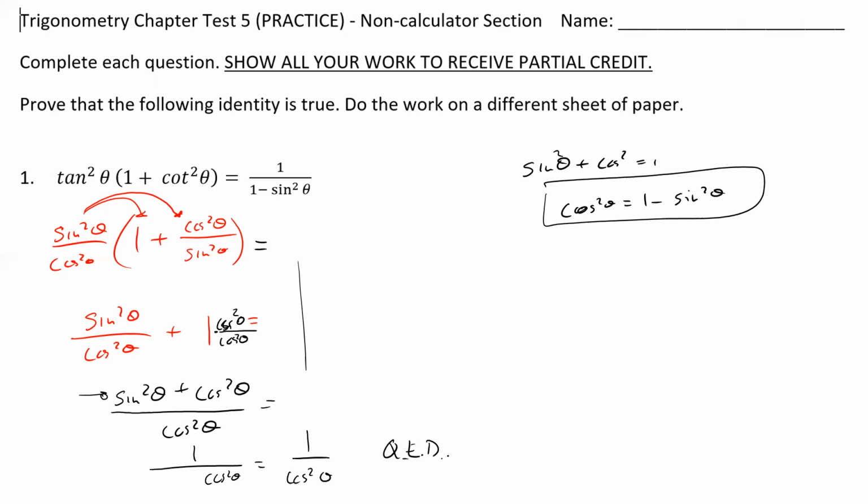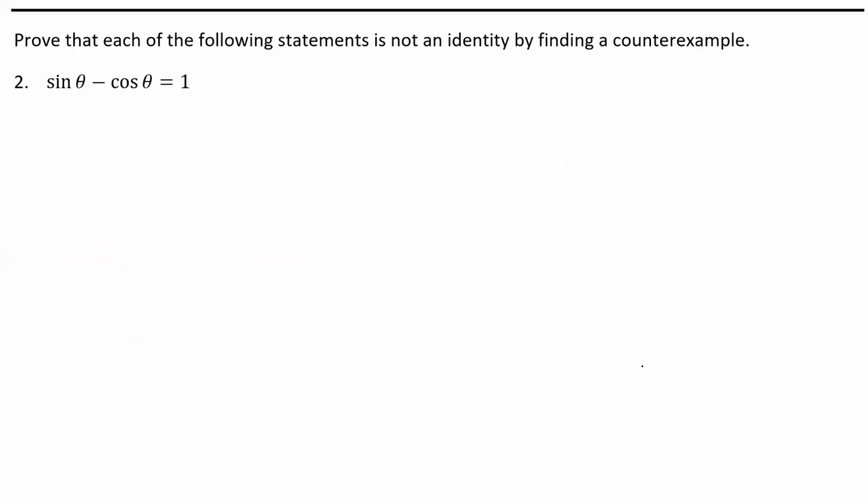Cool. All right. Tell me if I'm going too fast. I'm just going to jump up to the next one here. This one I think we did on Monday, did we? Sine theta minus cosine theta is equal to 1. We did it. We added it. Oh, okay. Like it was sine theta plus cosine theta. Okay, cool. So this one is prove that each of the following is not an identity.